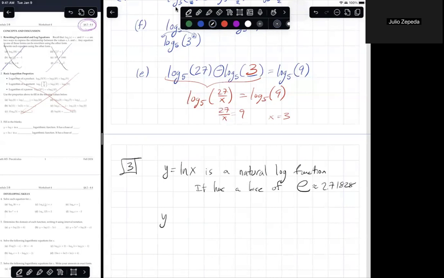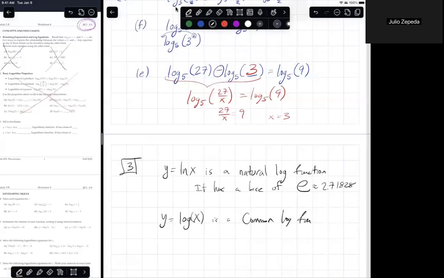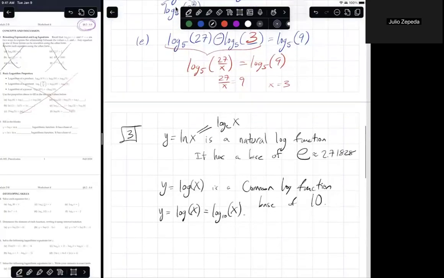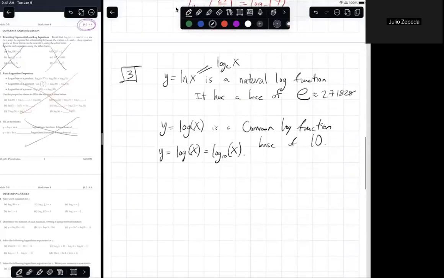Now, I skipped one there in the first part. There's also a log that doesn't have a base written. That's called the common logarithmic function. It's called the common log, and it has a base of 10. Just like we said, the natural log of x can be written as log base e of x. The log of x can be written as log base 10 of x. Okay. So basically that's the answer to number 3, since there's no other way to say it. That's in our textbook.